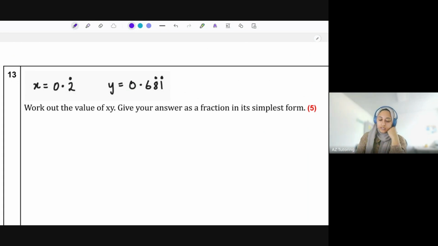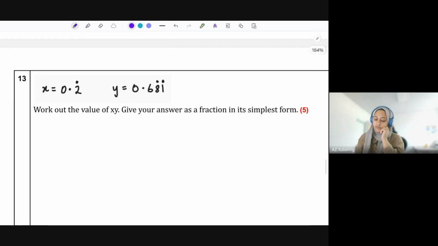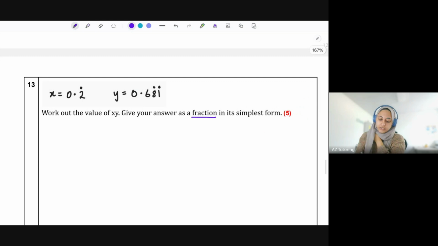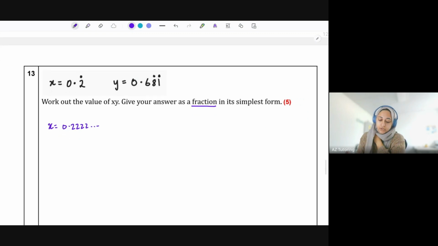Okay, so we've been given some recurring numbers and it says work out the value of xy. Give your answer as a fraction in its simplest form. So we need to change these recurring numbers to fractions. So I'm going to do x equals 0.2222... I need to times it by 10 to bring a 2 up. And I'm going to minus these from each other. So I'm going to bring this up to the top.